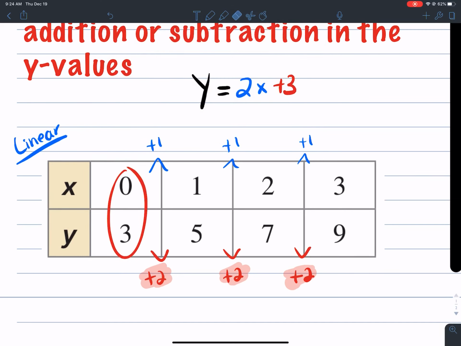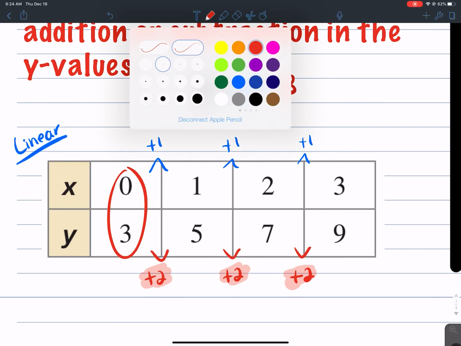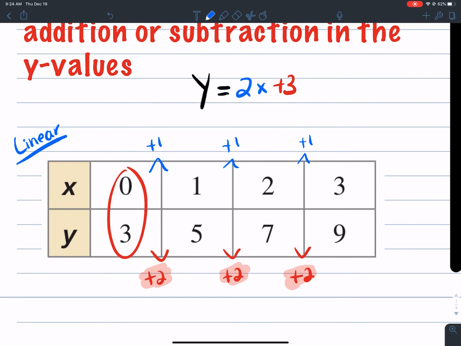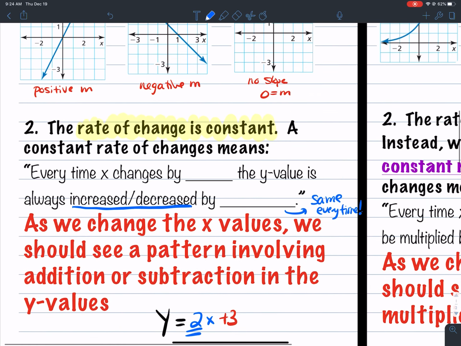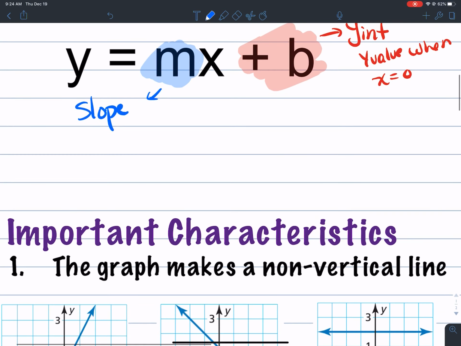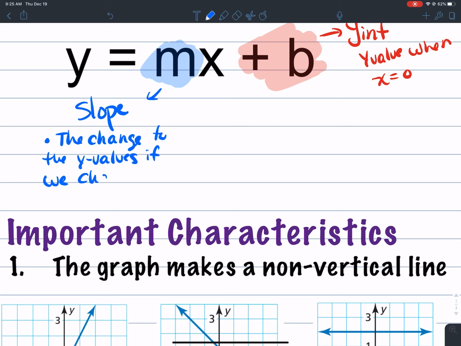Now, our goal for today is to connect a little bit more information about the slope and the y-intercept. So what we notice about the slope is that the slope is the change that we see in y when x is changed by 1. So I would ask us to note that on our notes. Another way of thinking about it, the slope is also the change to the y values, but specifically it's the change to the y values if we change x by 1.